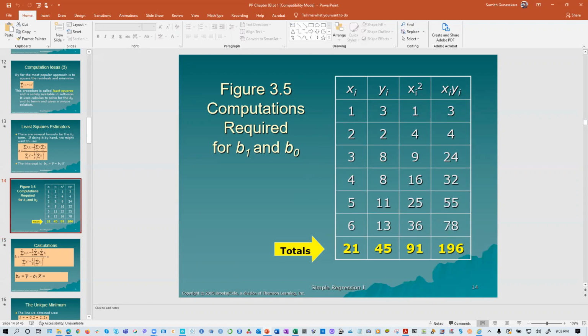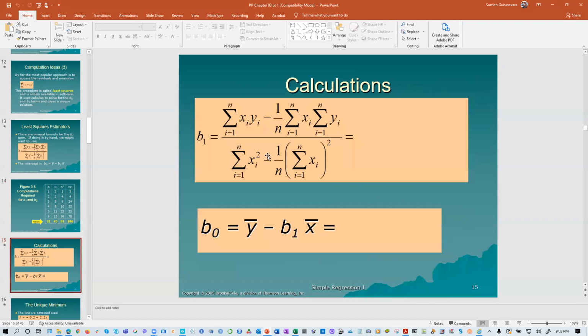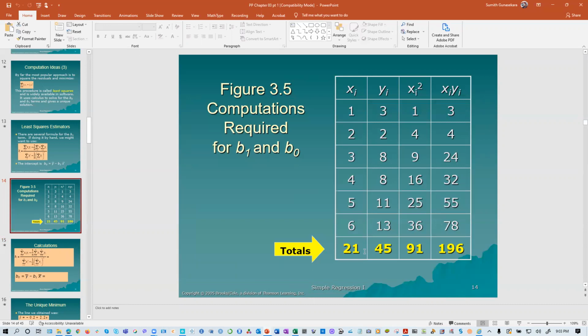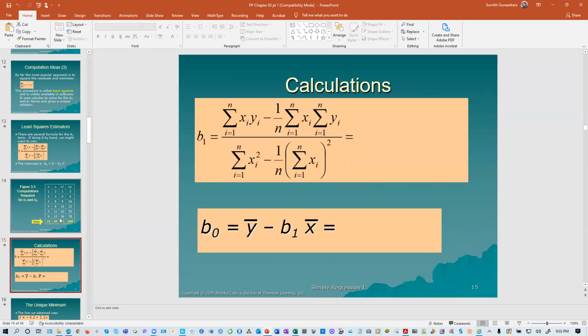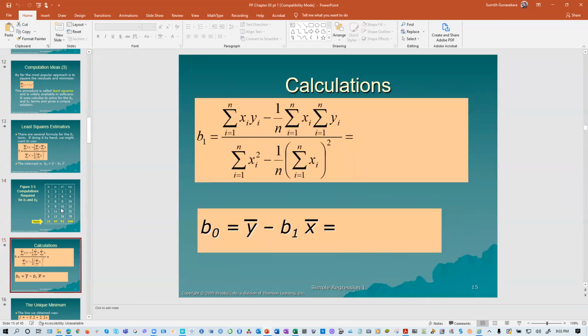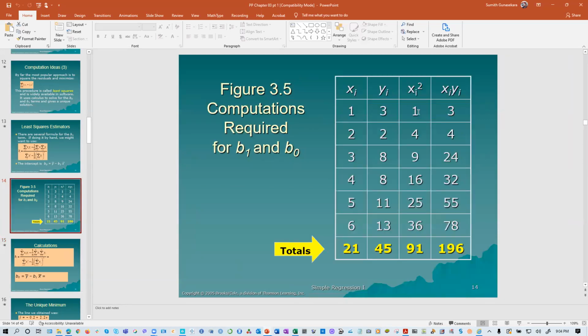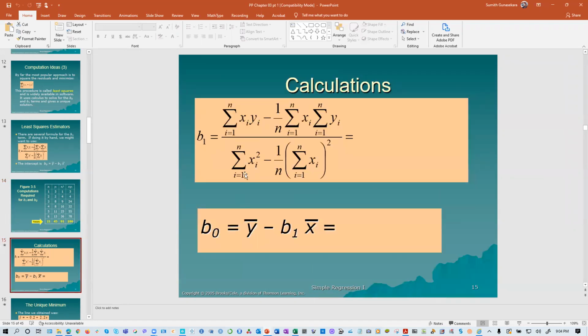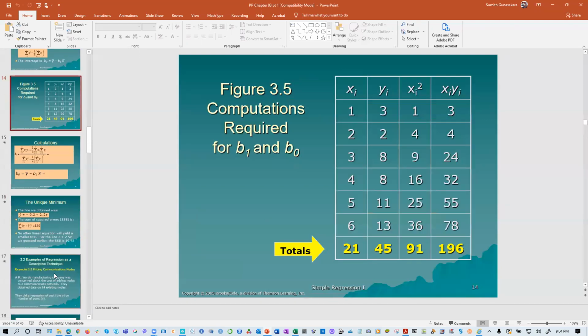So that would be this, and this would be the summation of X terms only, which is 21. This term would be the summation of Y, which is 45, divided by the summation of X squared. To get that, you square each X and then add them up, which is 91. This part is again the summation of X, which is 45 squared. That's what they plug into this formula and calculate.